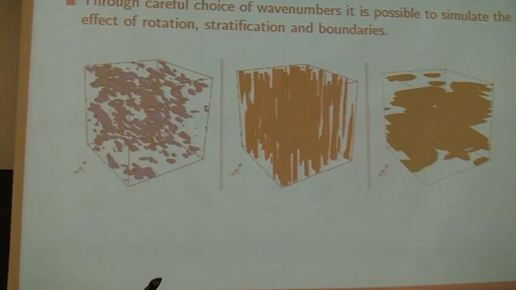Also with the KS flow, you can modify the wave numbers, and you can actually simulate the effects of rotation here. So we've got these columnar-like structures, or stable stratification, where you've got these pancake-like structures. So it's quite a versatile flow, and it's very quick to compute, and so it's very good for our simulations.